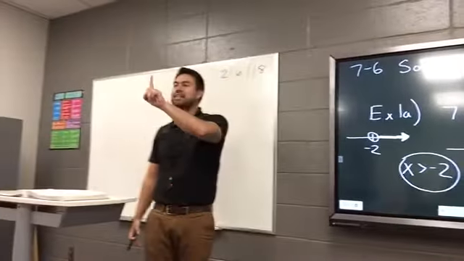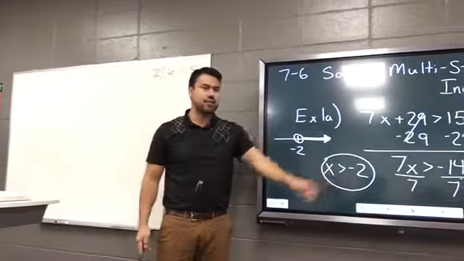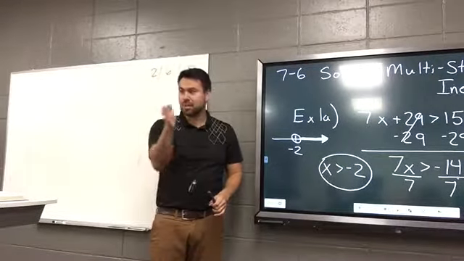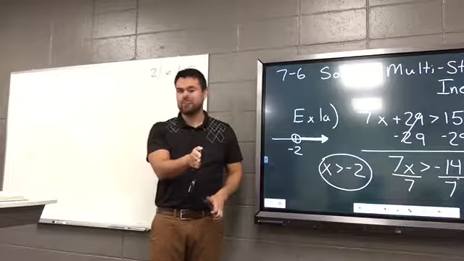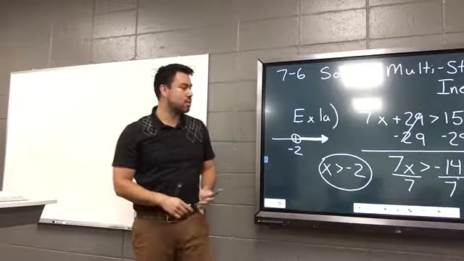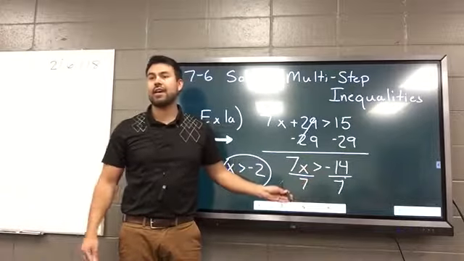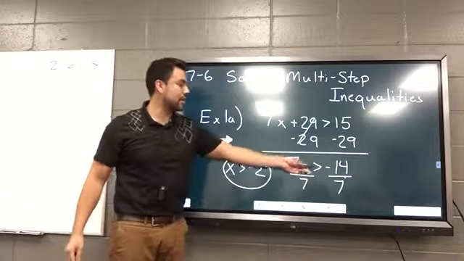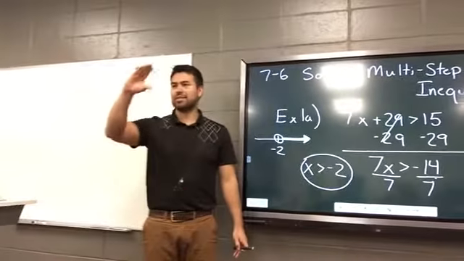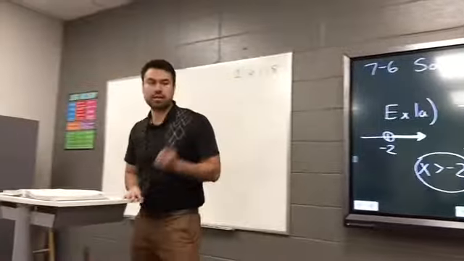But there is one key difference. Other than the graph and the way you write your solution, there's one big thing. If you do this to both sides of an inequality, you have to change the sign. Do you guys remember what the rule is? If I multiply or divide both sides by a negative, what do I do to that inequality symbol? It has to switch directions. It automatically has to change directions. Okay, so we'll get to that in just a moment.